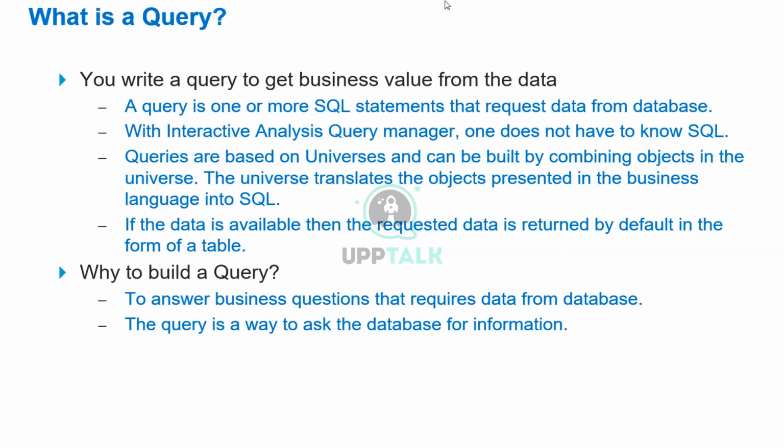But with our Web Intelligence, we do not need to know SQL. These are based on universes and we can build queries by combining objects in the universe. The question itself is clear: we want sales revenue for the year 2018. We will add sales revenue and year in the result objects, and we will put year in the query filter also. And we will apply that year filter as 2018. We will run the report and get the output. Here, there is no need of knowing SQL.